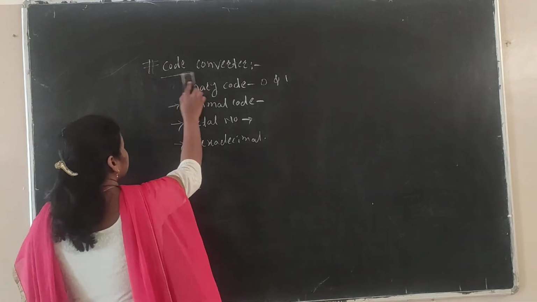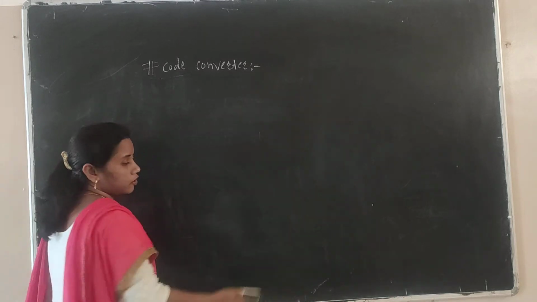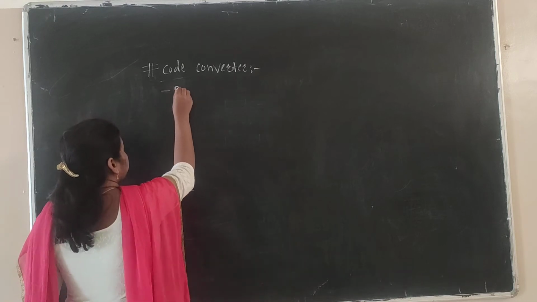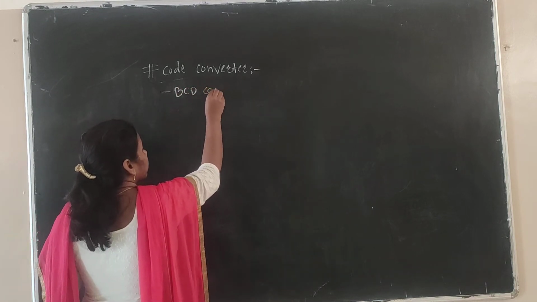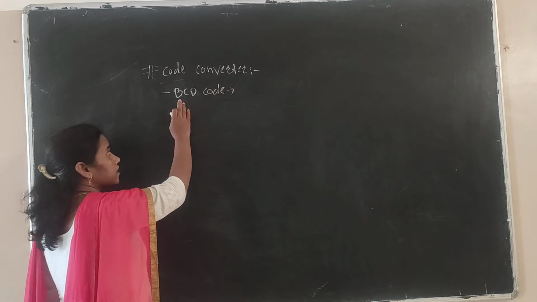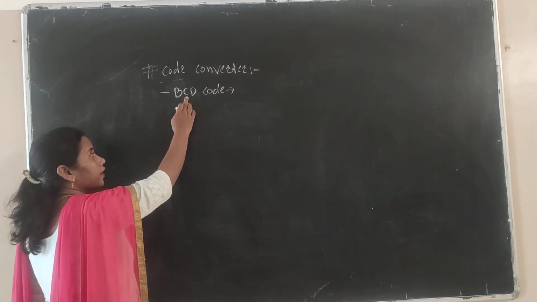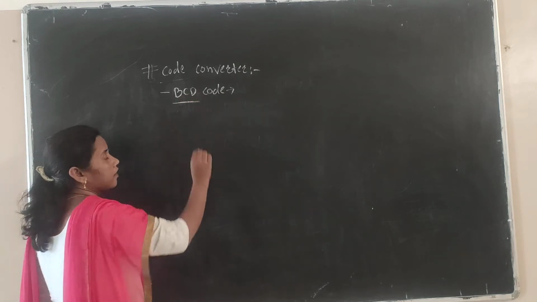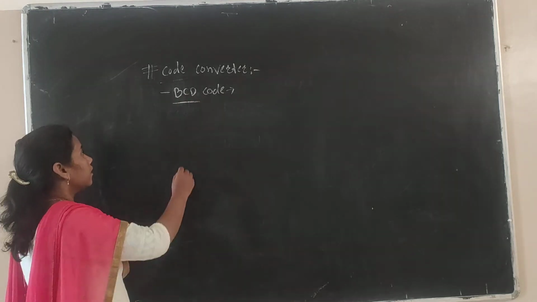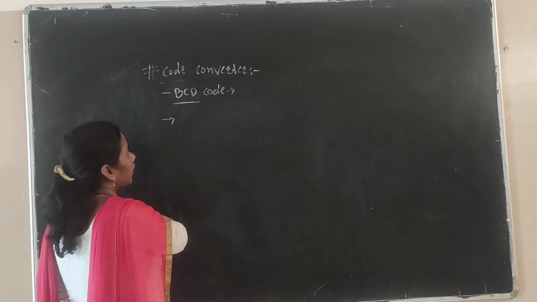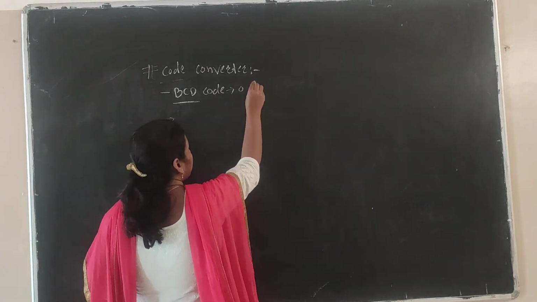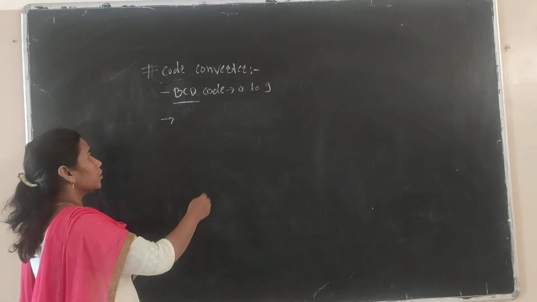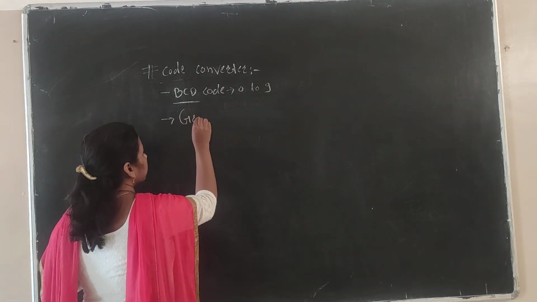For example, we have the BCD code. What is BCD code? BCD stands for binary coded decimal. That's why it is a BCD code. The BCD code has only the numbers 0 to 9. Now, the next type of code is the gray code.